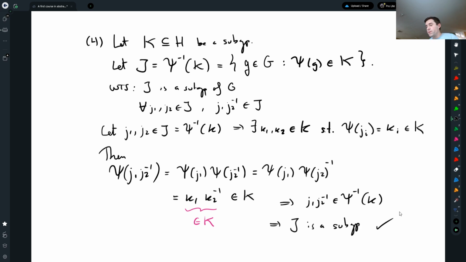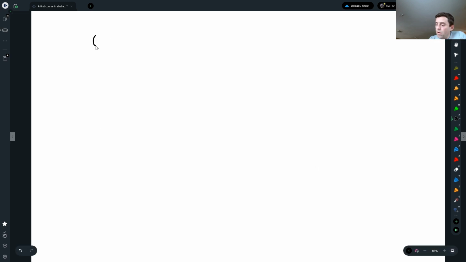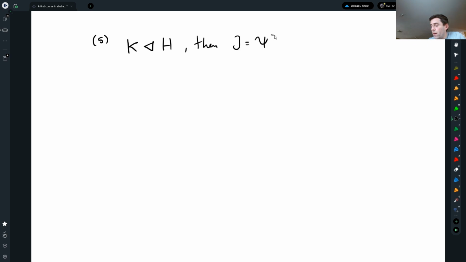And last but not least is the normality. So now 5: if K is normal in H, then J, the inverse image of K, is normal in G. Okay, so let's try to prove that. First, let's recall what normal means.